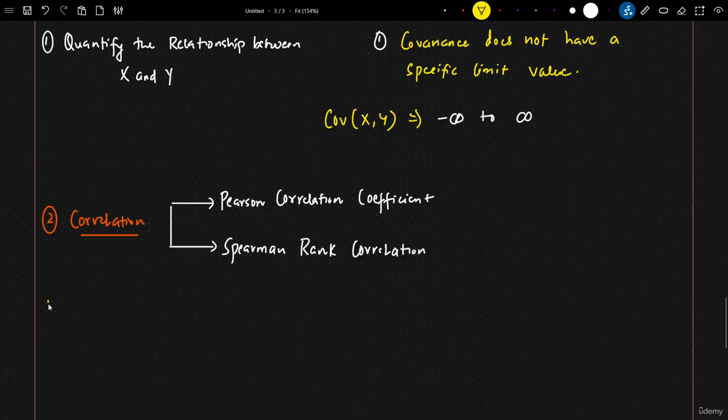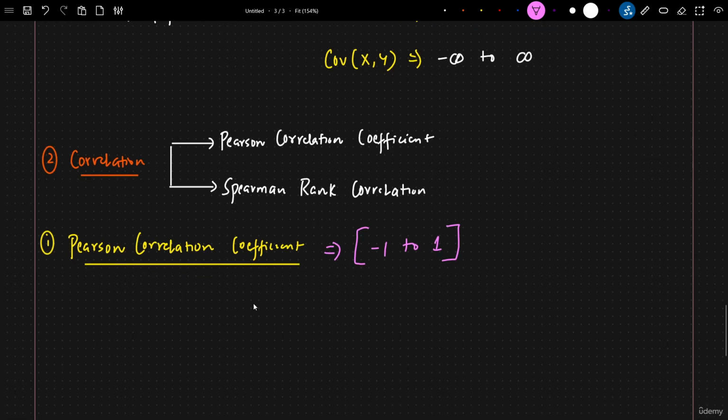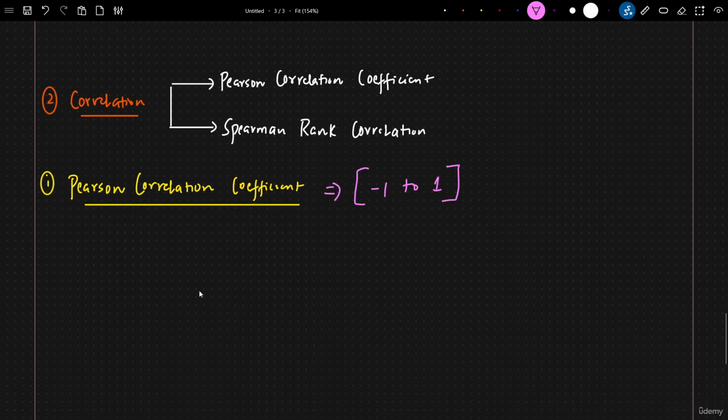So this is the first topic that we're going to discuss about. It is nothing but the Pearson correlation coefficient. Now, what the Pearson correlation coefficient does is that it limits the values between minus 1 to plus 1. Before, in covariance, I used to get this limit between minus infinity to plus infinity. It can have any value. But what the Pearson correlation coefficient is doing is limiting all the values of the relationship between x and y between minus 1 to plus 1.